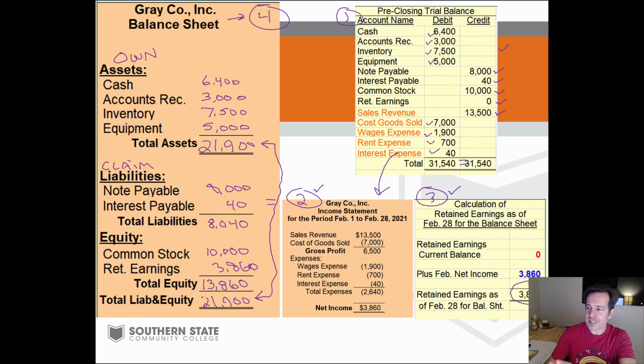And the other thing I want to reemphasize here, when you look at these accounts, they have one home, either on the balance sheet or the income statement. Okay? You'll notice I don't have cash on both of them. You'll notice revenue's not on both of them. It's in one place, either here or there.